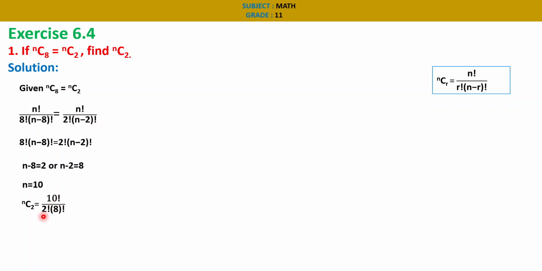So 10 factorial divided by 2 factorial into 8 factorial. That is 10 into 9 into 8 factorial; 8 factorial we can cancel. That is 10 into 9 divided by 2 factorial. That is 45, since 2 fives are 10, 9 fives are 45. Therefore, nC2 is equal to 45.